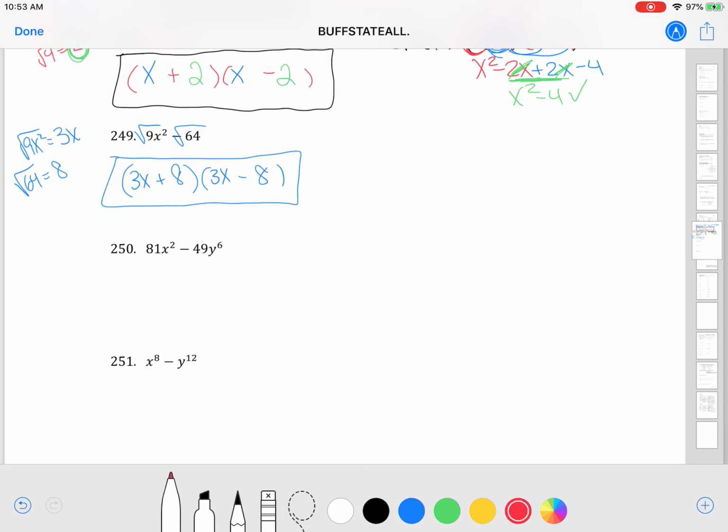Again, you can check it. I'm not going to go through the check for all of these. It is on my answer key. If you want to see how the check would be done, go to Blackboard content and you'll see my answer key on there.